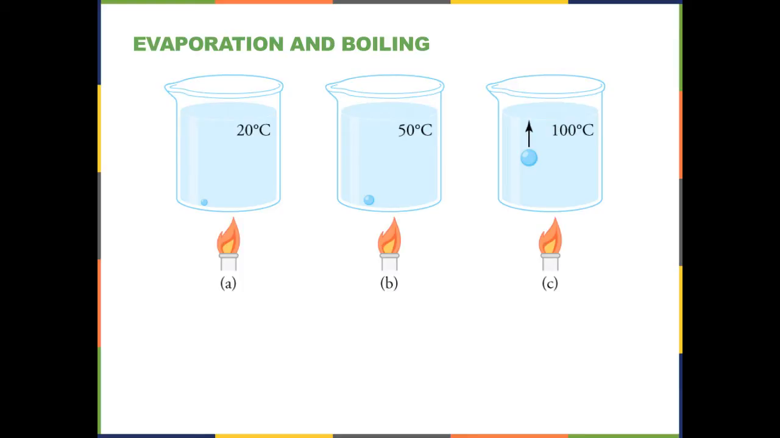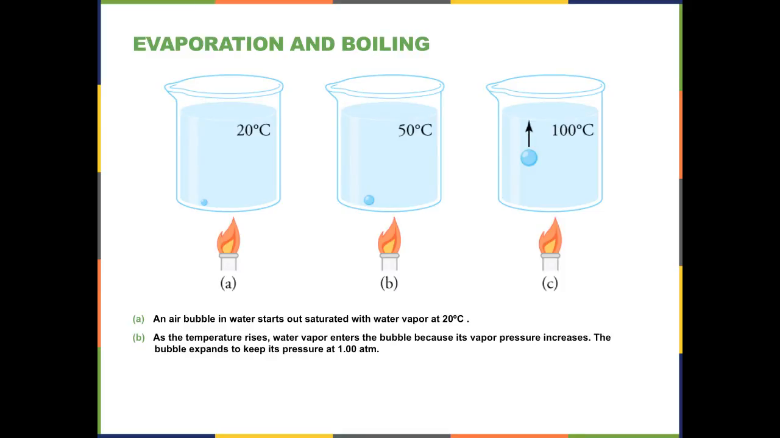Now you have 3 beakers, and you see that the temperature is going up in each beaker. In the first beaker, a small air bubble occurs. In that air bubble is water vapor at 20 degrees, saturated with the amount of water vapor that you see at 20 degrees. As the temperature goes up, that bubble gets bigger because the vapor pressure increases, and the bubble continues to expand to keep its pressure the same as 1 atmosphere, because that's the pressure being exerted on the top of the surface of the liquid.